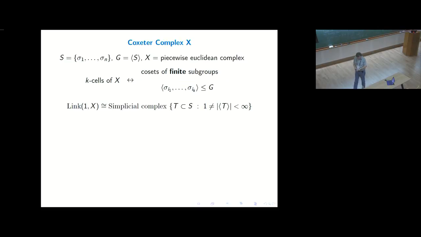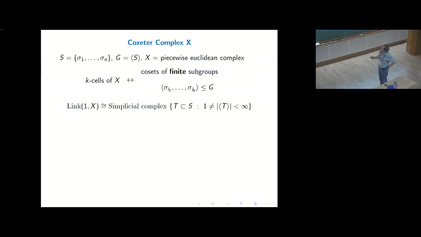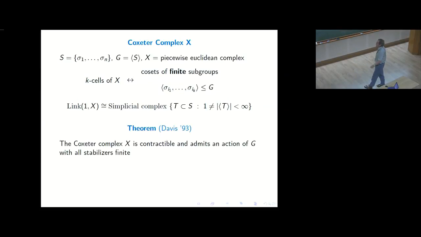You can analyze the link of a point, I won't do it, and in this case it turns out to be a simplicial complex. Thinking of it abstractly, S is a finite set. It's the simplicial complex consisting of all those subsets of generators where the subset is not empty and the subset generates a finite group. That's a simplicial complex that you can analyze with pen and paper and test the link condition, which is what Mike Davis did, in the early 90s, really, I should have said.